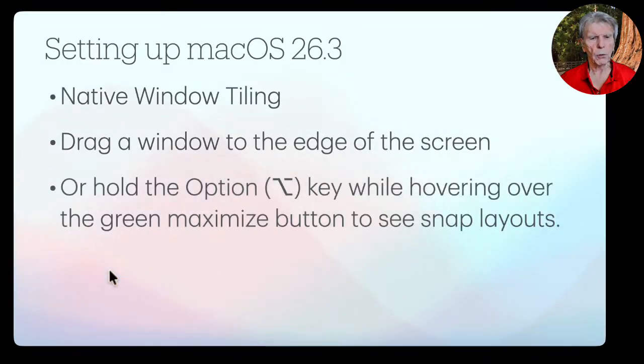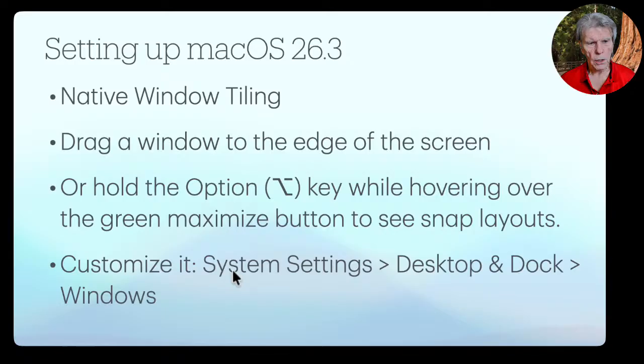But if you hold down the Option key while hovering over the green Maximize button in the top left-hand corner, you can see the snap layouts. You can customize this by going to System Settings, Desktop and Dock, and click on Windows.